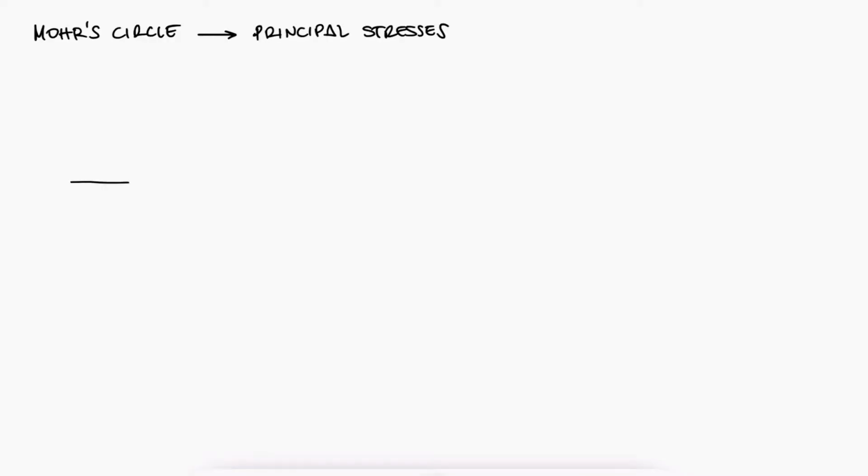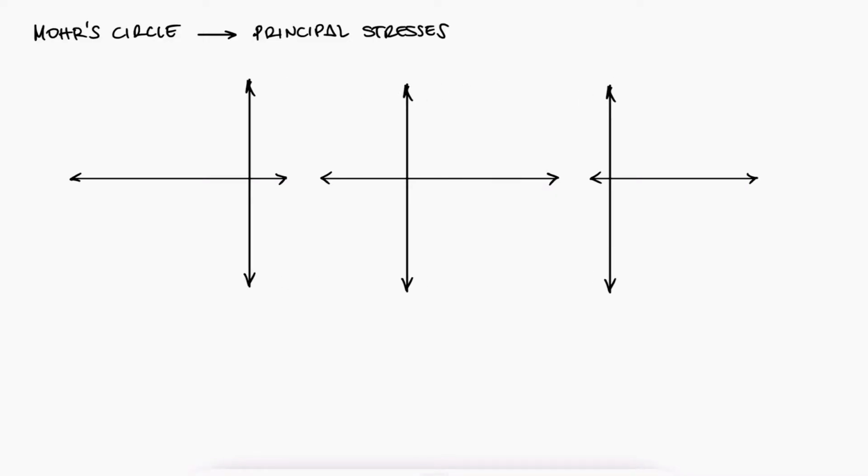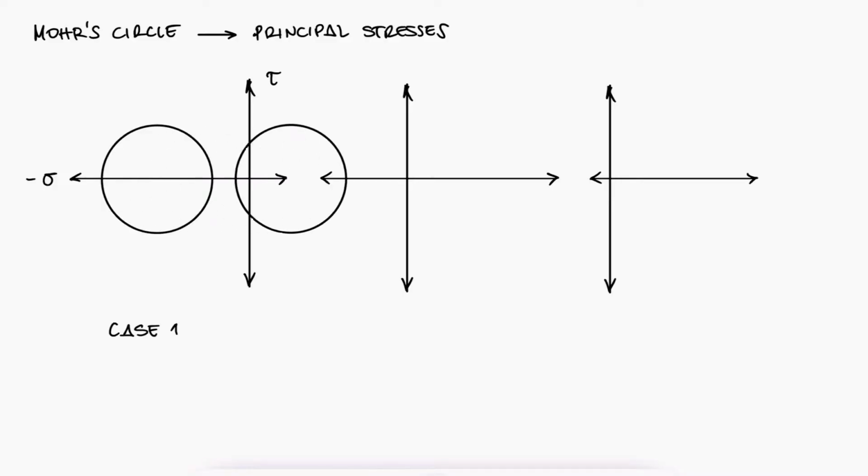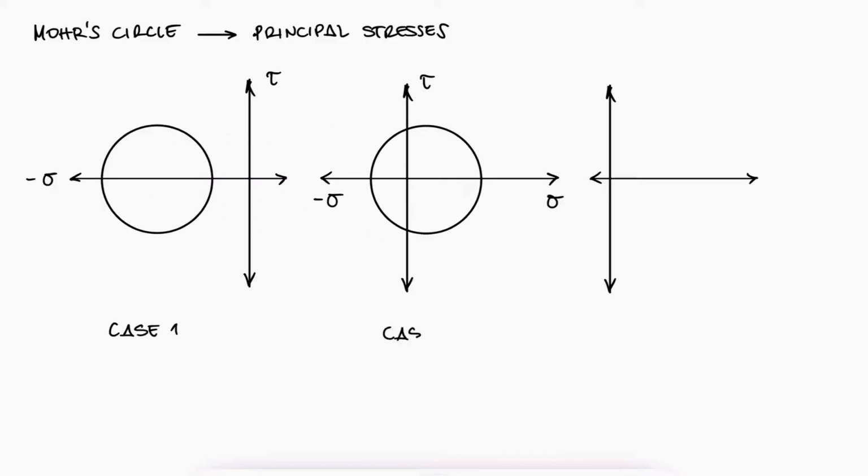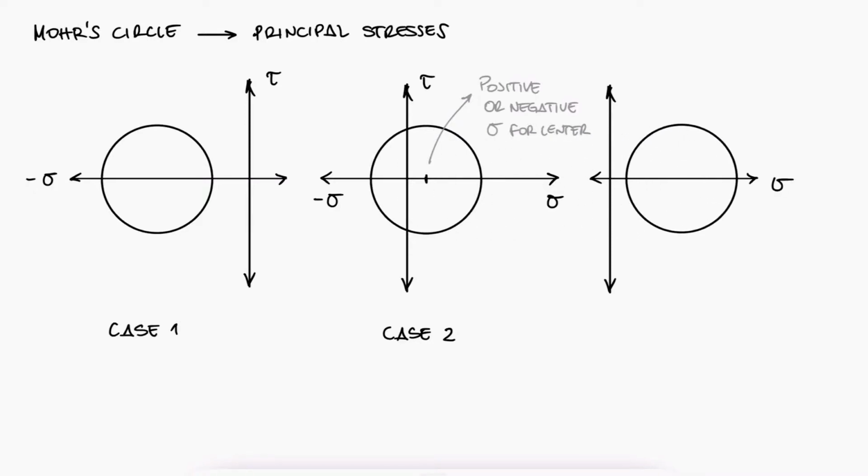If we try to categorize the different cases for the principal stress values for Mohr's circle, we would have two negative principal stresses in case 1, a negative and a positive principal stress in case 2, regardless of if the center is positioned on the positive x-axis or in the negative x-axis, and two positive principal stresses in case 3, where sigma A and sigma B are the two in-plane principal stresses, and sigma A can be greater than sigma B or vice versa.